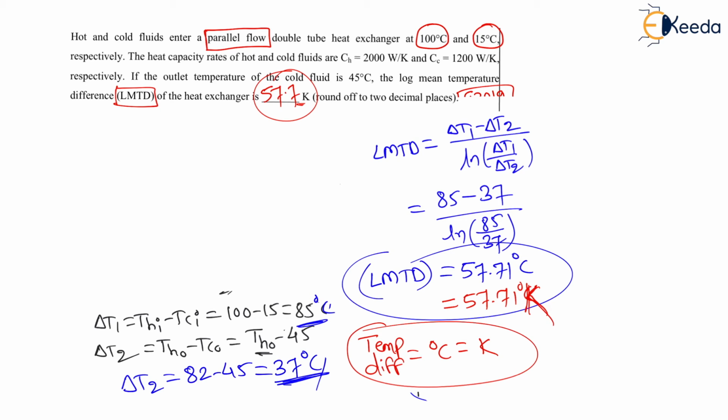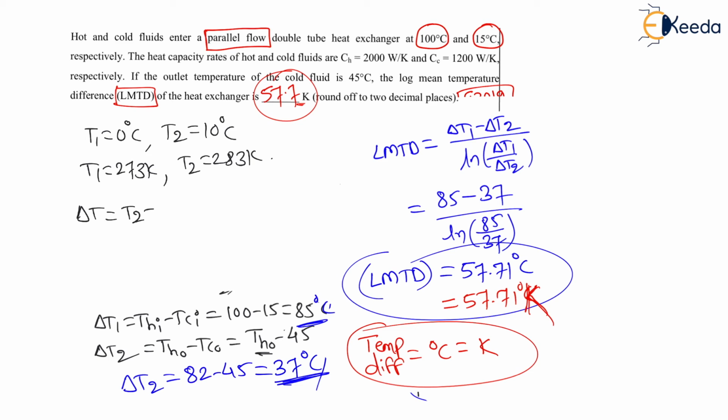Now let us check. Let us say T1 is equal to 0 degrees Celsius and T2 is equal to 10 degrees Celsius. Then what will be T1 in Kelvin? It is 273 Kelvin, and T2 will be 283 Kelvin, right? Therefore the change in temperature, which is T2 minus T1, the temperature difference: let us put the degree Celsius values, 10 minus 0, and the Kelvin values, 283 minus 273. The same answer we will get, that is 10 degrees Celsius is equal to 10 Kelvin, right?